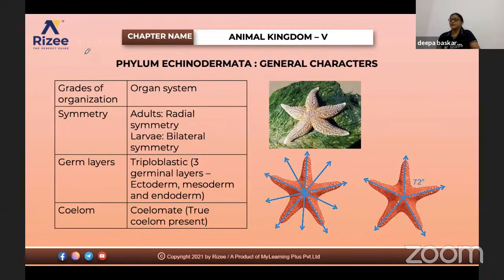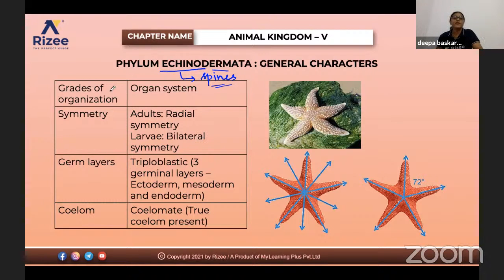So the next phylum is Echinodermata. After completing this, let us discuss the questions. Echinodermata: Echino means spines, spiny body. Dermata means outer covering. Dermatology means the science of skin, so here derma means outer covering. In the outer covering, they have spines, so they are named Echinodermata.